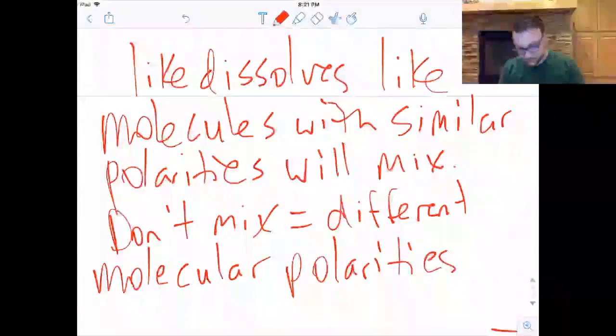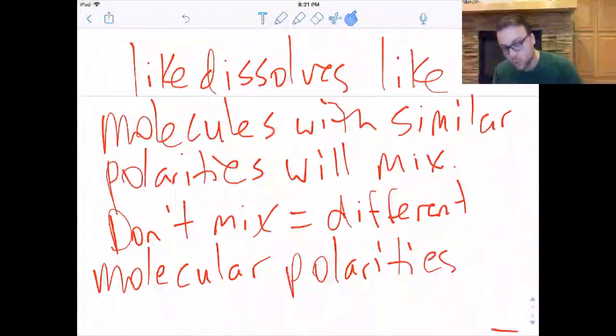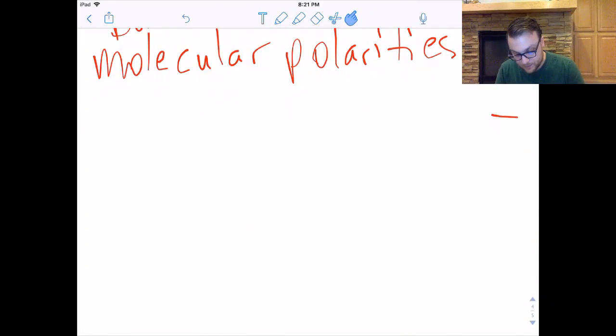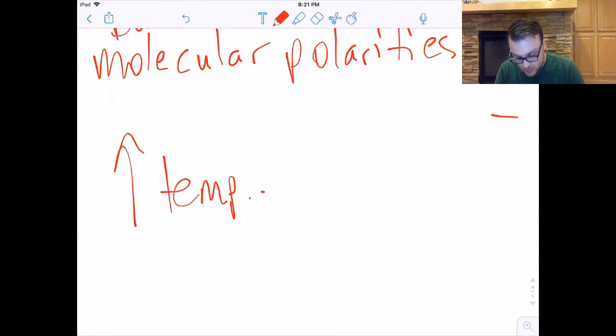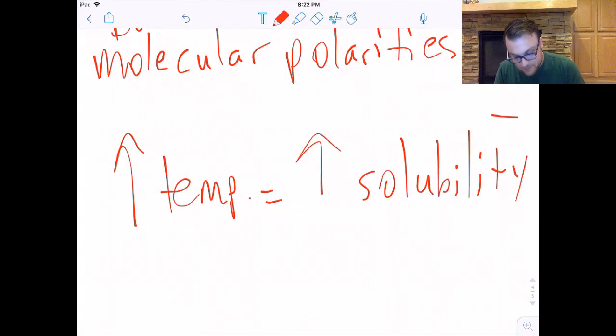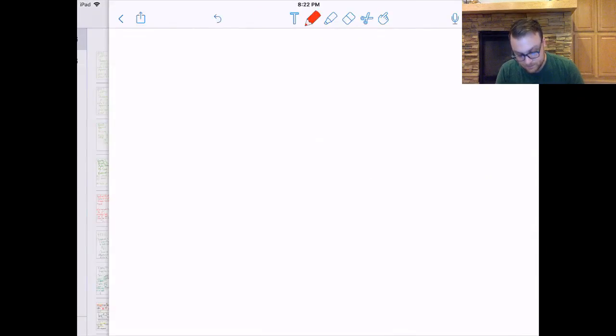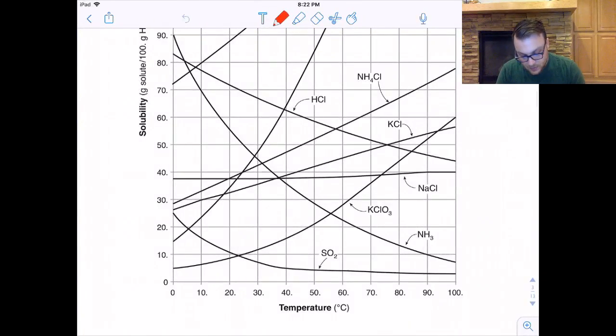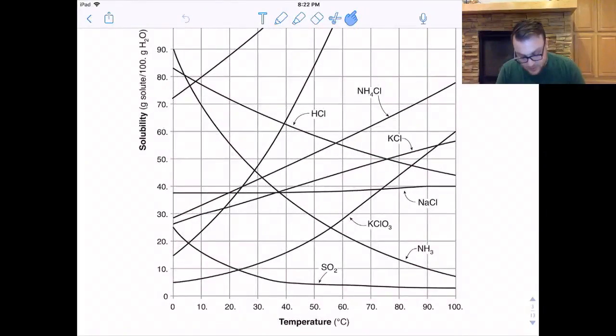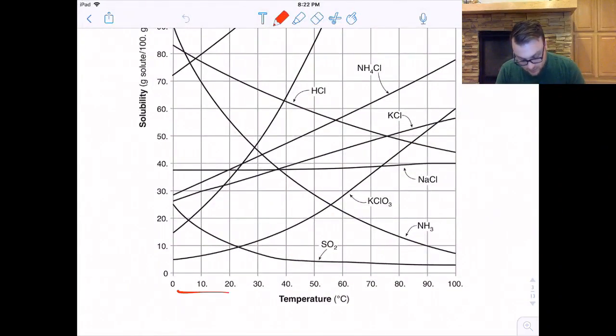What else affects solubility? Well, if you increase the temperature, you increase the solubility. What does that mean? So, if you go to table G, and you look at pretty much every substance on table G, as temperature goes up, the amount you can dissolve will typically increase.